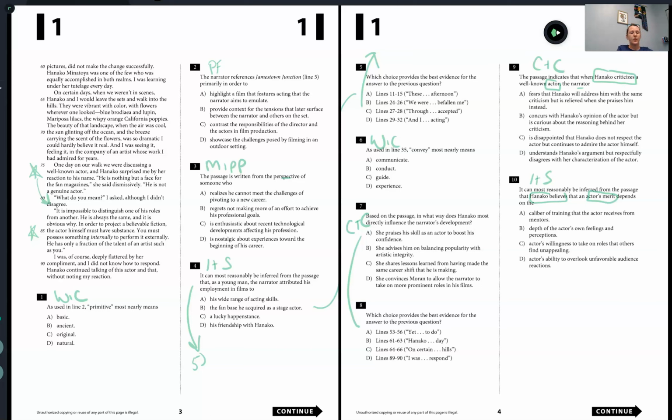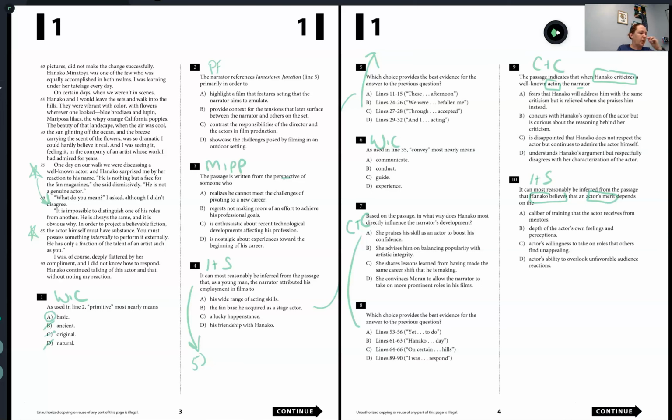Okay, so going back to this first word in context, the word primitive, we had kind of said like bare bones. They were having to throw some things together. It's not that the materials they were using were ancient, and they probably weren't original. They'd probably scrapped some things together. We know they used a tarp, so it wasn't natural. It was just very basic. They were doing their best with what little they had.